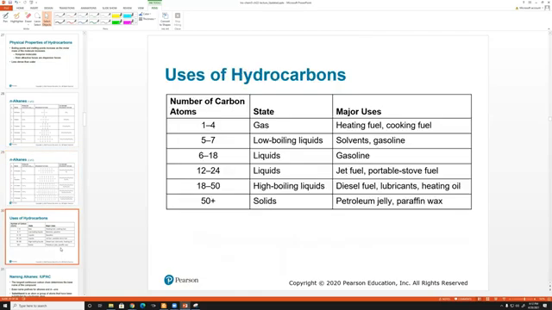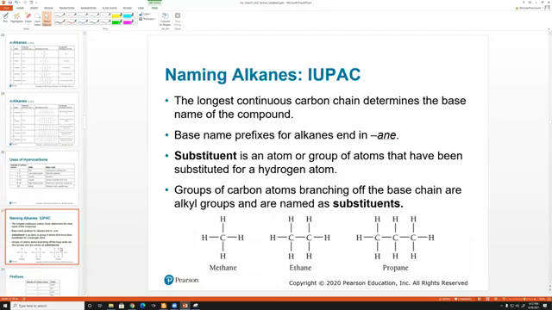Okay, so now we're going to learn how to name them. So there's the IUPAC, the International Union of Pure and Applied Chemistry naming scheme. There's a naming scheme for all of these organic compounds on how to name them. And they're very fun to name. It's like a puzzle. Very fun. Much more fun than ionic and covalent.